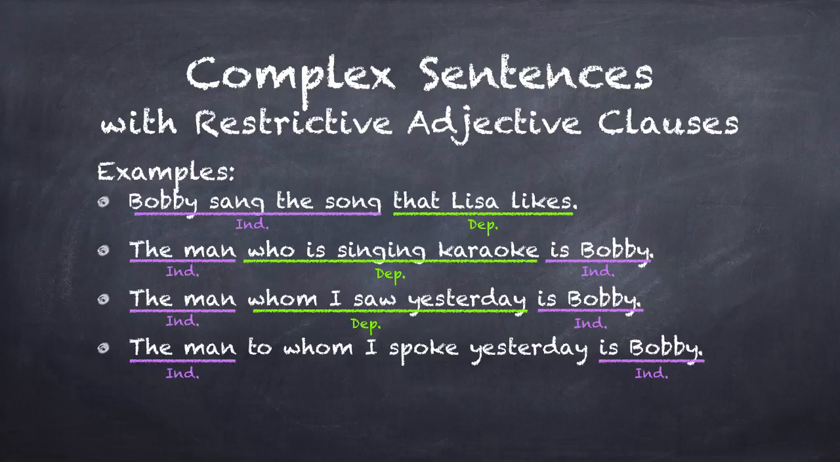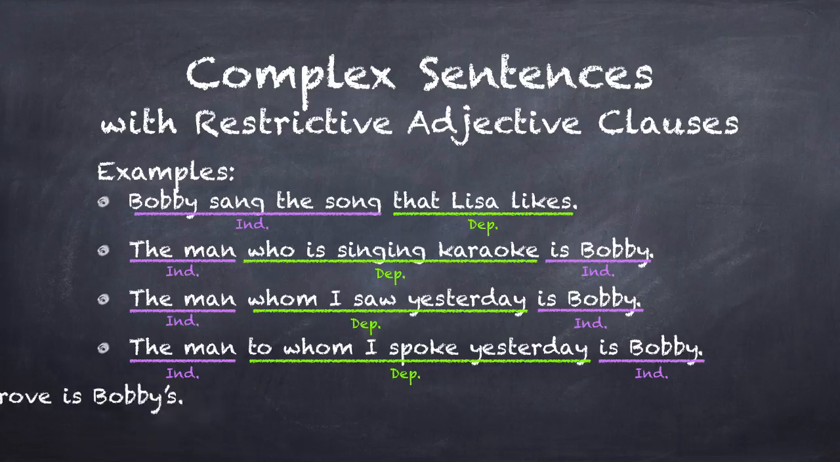In our next example, we have: the man to whom I spoke yesterday is Bobby. Again, our independent clause is the man is Bobby. We need more information, so we add the dependent clause to whom I spoke yesterday. In this case, we have a preposition. I spoke to Bobby yesterday. In formal written English, when we have a preposition, it has to stay with the noun that it modifies. In this case, it modifies the relative pronoun whom. So the preposition has to move to the front of the dependent clause to stay with the relative pronoun that it modifies, which means that we get to whom.